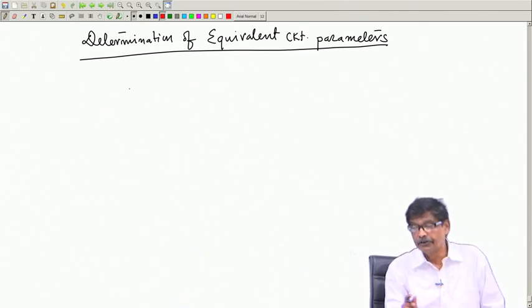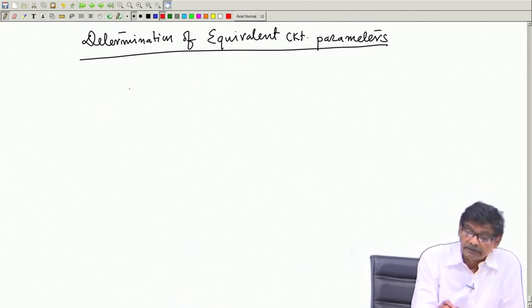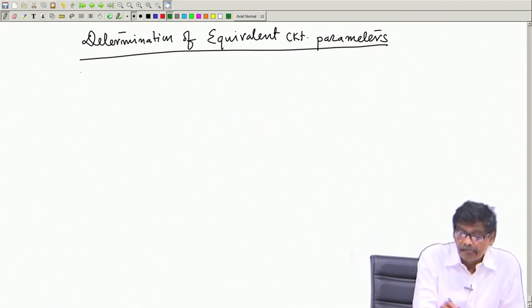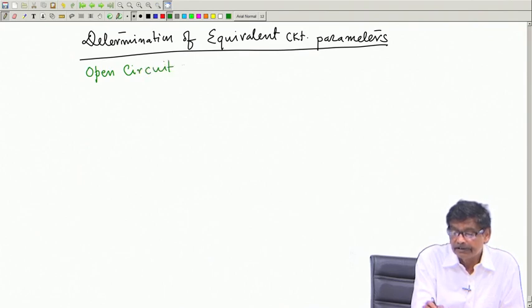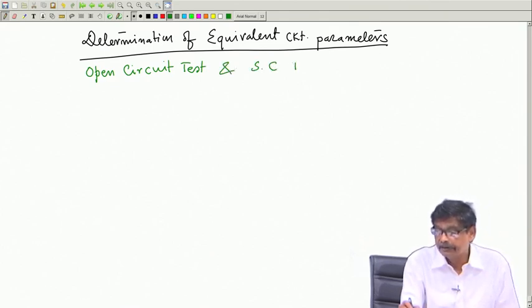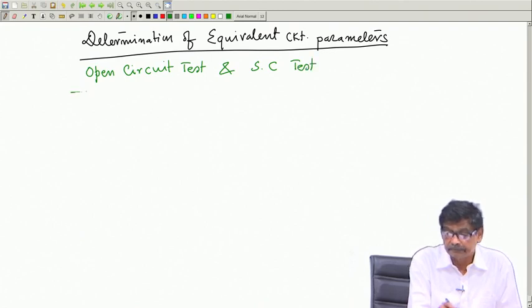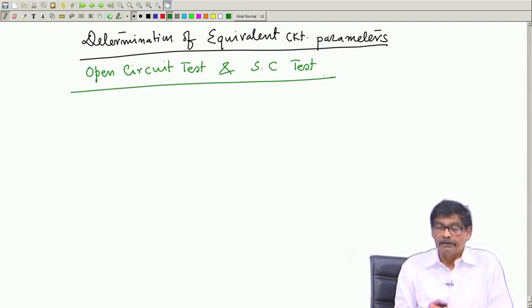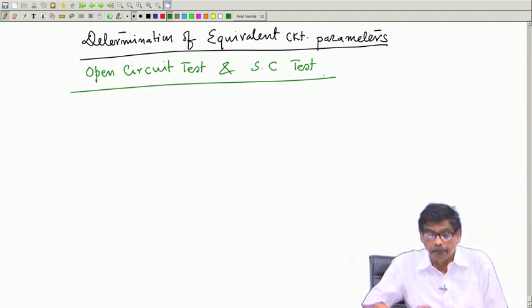So, determination of equivalent circuit parameters by conducting two tests: open circuit test and short circuit test. You conduct these two tests in the laboratory and you can get all those parameters.